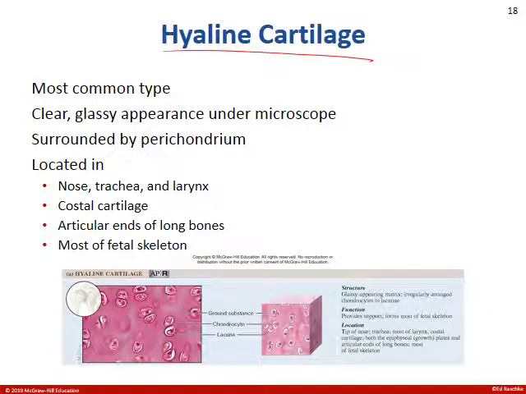The first type of cartilage we're going to talk about is hyaline cartilage. It is the most common type. It looks clear or glassy in appearance. It's going to be surrounded by the perichondrium, which is that dense, irregular connective tissue.